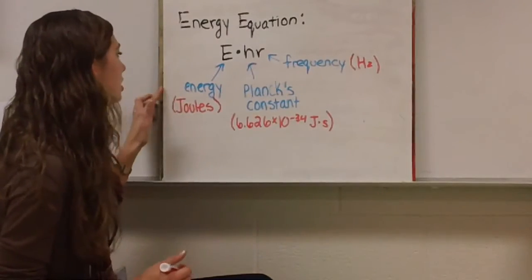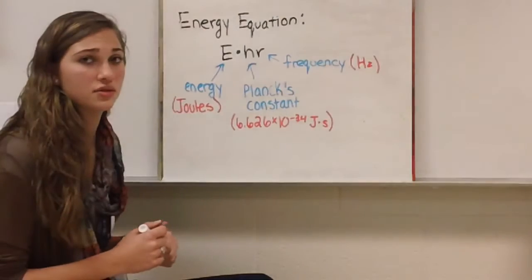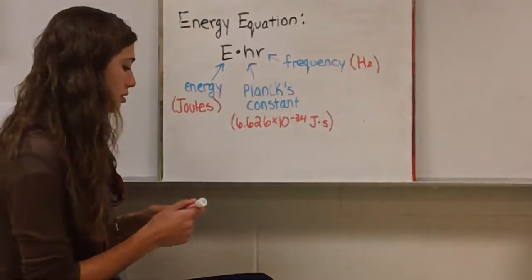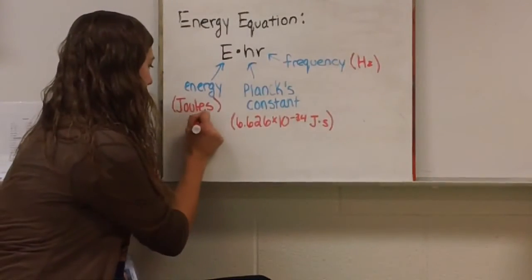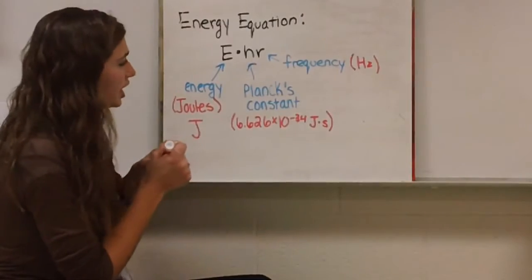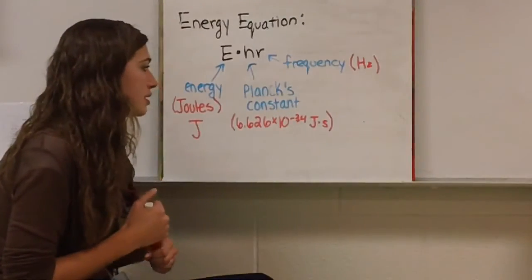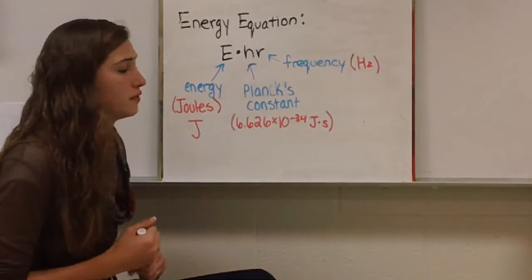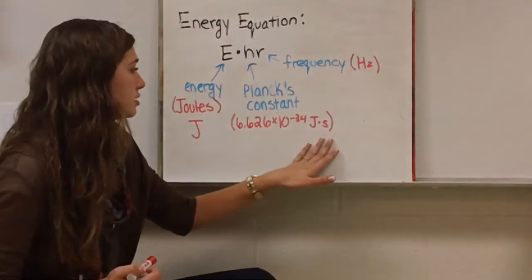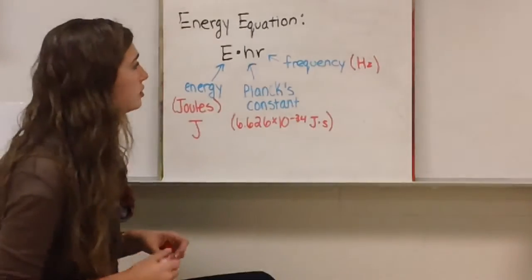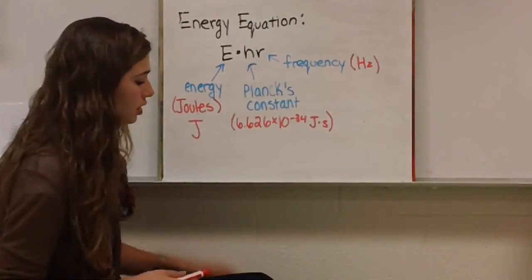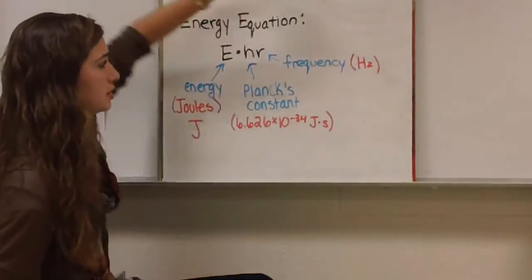So the equation that we have to know for energy is E is equal to h nu. So E is how we represent energy, and that's in units of joules, which could also just be written as J. And then h is Planck's constant, which is 6.626 times 10 to the negative 34 joules times seconds. So that's just a constant that we're going to have to know. And then frequency, which was also used in our light equation, is still measured in hertz.